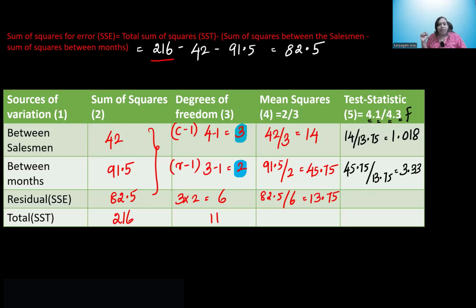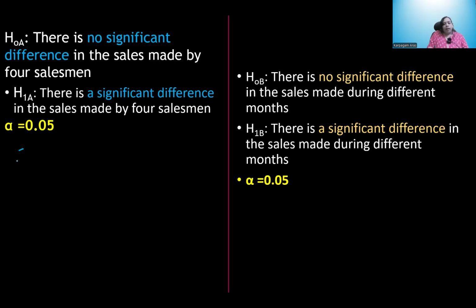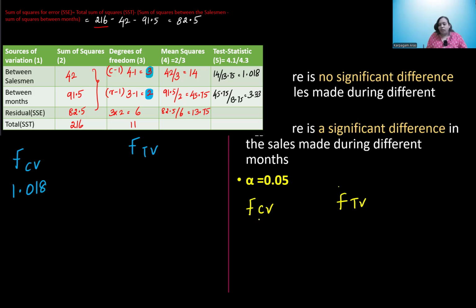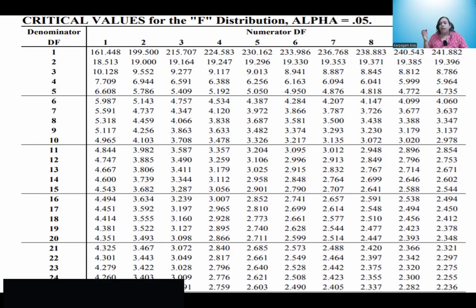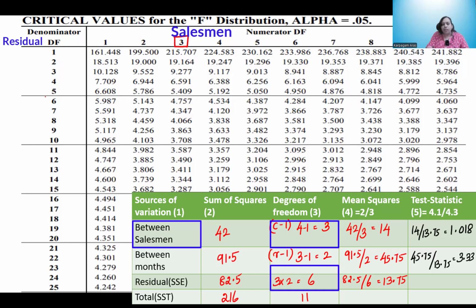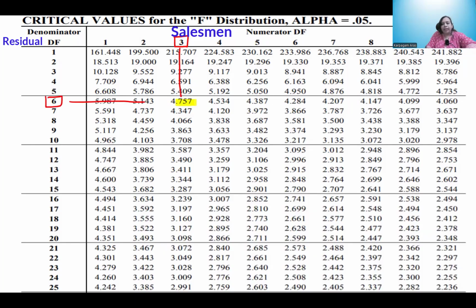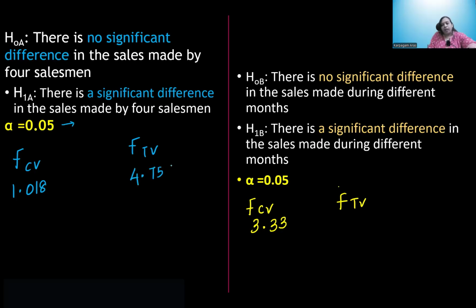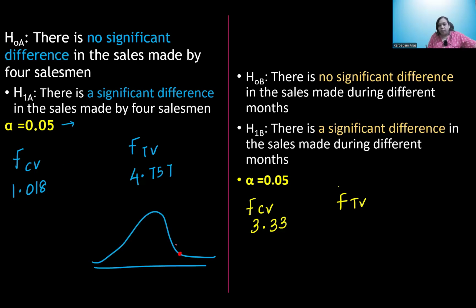Right now, we need to compare it with the critical values: F calculated value and F table value. For the salesmen, we have calculated a value of 1.018. For the months, the F calculated value is 3.33. For both, we need to find the critical value. Here, between the salesmen, the degrees of freedom is 3 and the residual degrees of freedom is 6. The intersection is our F table value, 4.757.